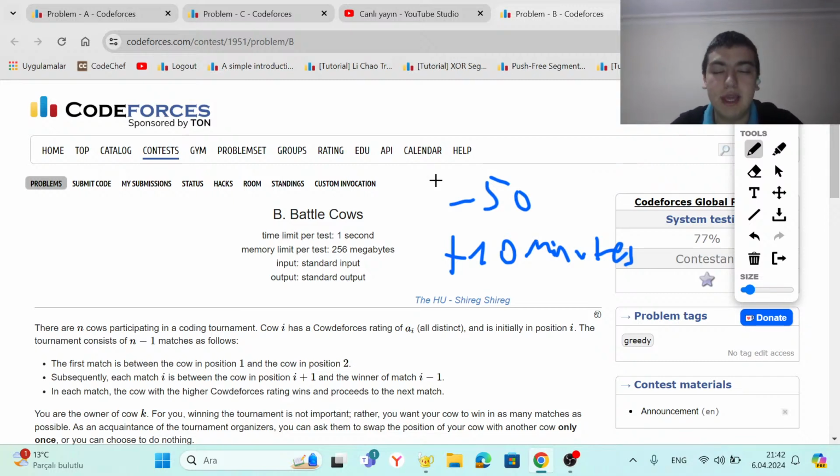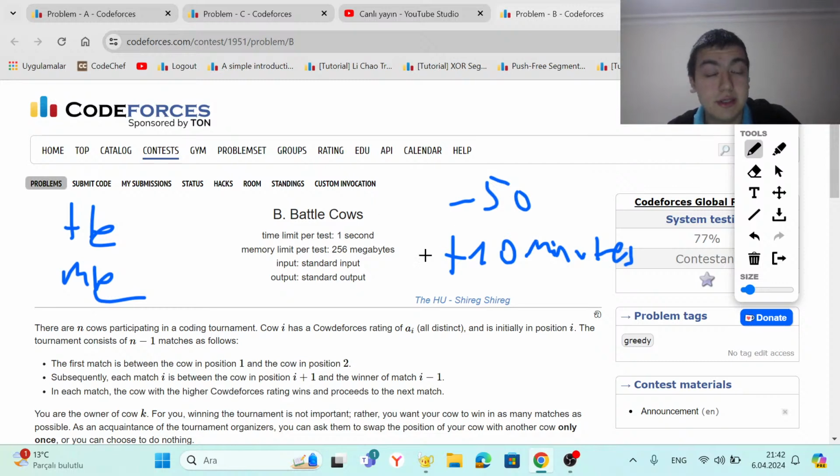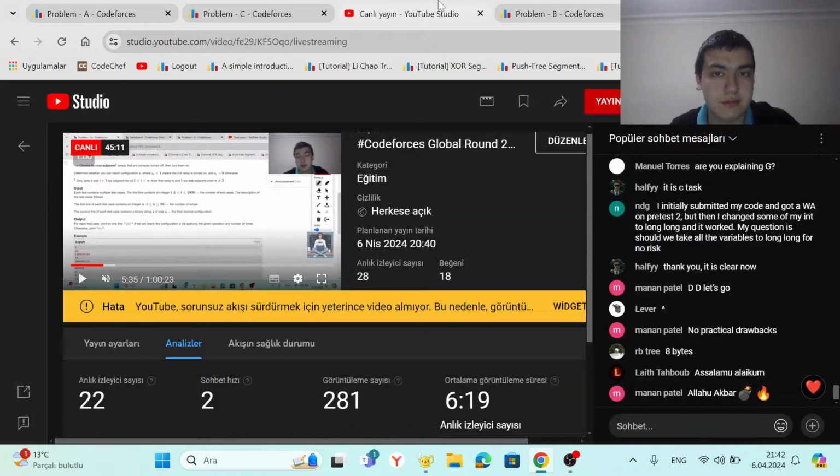In some problems, I remember that I got a time limit or memory limit error because of this long issue, but it is very rare that I got these errors. Generally, it works with no problem.